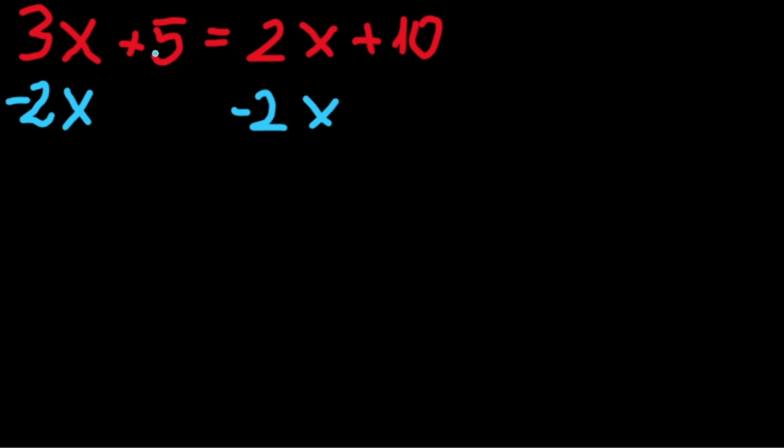What else do we have? We have plus 5 here. Now we're going to write the opposite of plus 5, which is minus 5. And what we do on this side, we're going to do on the other side too. So we're going to have minus 5 on here too.